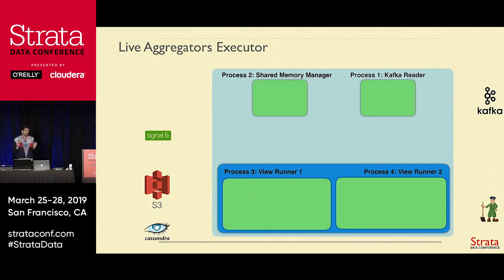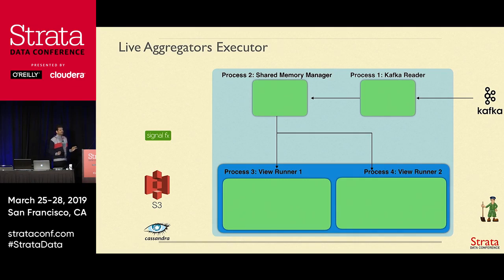After getting that information, it spawns one process for shared memory manager. Its sole responsibility is to share the messages which are being read by Kafka among all views. And it also spawns one process each for individual views. So here, process 3 and process 4 are the processes for those two individual views. So in this case, we can assume this task is running two views. Once the data is read from Kafka by Kafka reader, it sends it to shared memory manager. And then it is shared memory manager's responsibility to share that message with both the views.